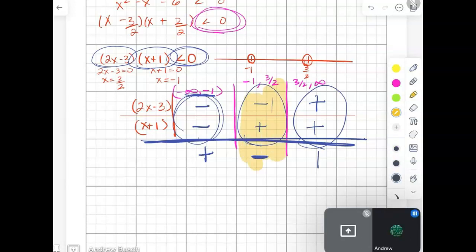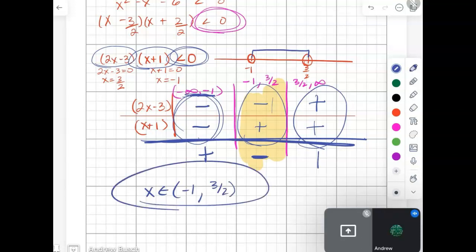So then if we go up here, we're going to only shade the interval from negative 1 to 3 halves. That is what makes this statement true. So we would say our answer is all x's in the interval negative 1 with parentheses on it because it's an open circle, to 3 halves, and parentheses because again it's an open circle.